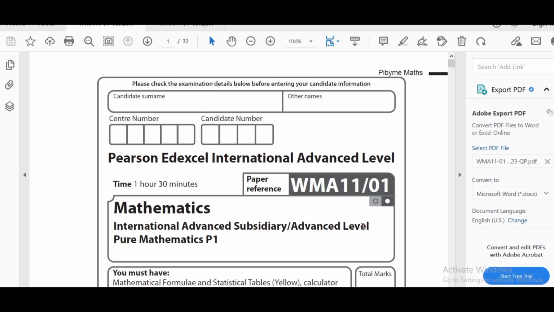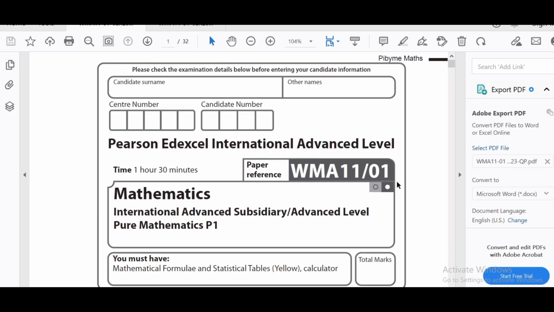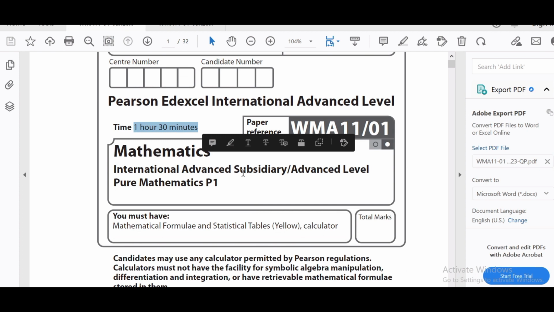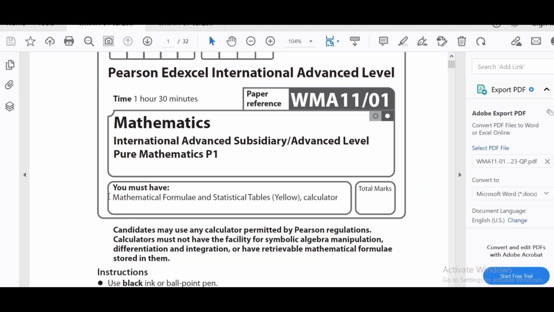This will be your board exam paper. This is where you need to write your surname and other name, and then your center number and candidate number. This is the paper code. The time is 1 hour 30 minutes, and it is International Advanced Subsidiary/Advanced Level, Pure Math 1. You will be given a formula booklet in the exam. The formula booklet consists of some formulas for P2. In P1 it's not really useful, but for P2 there are some formulas there.